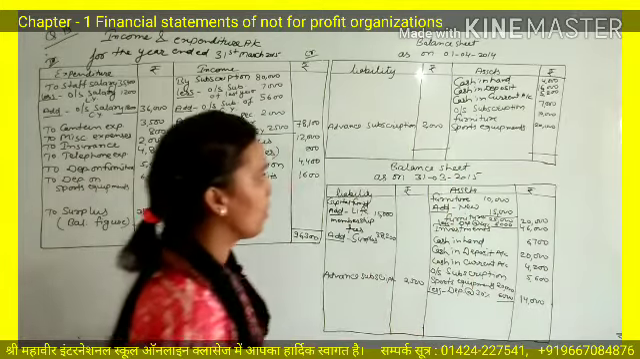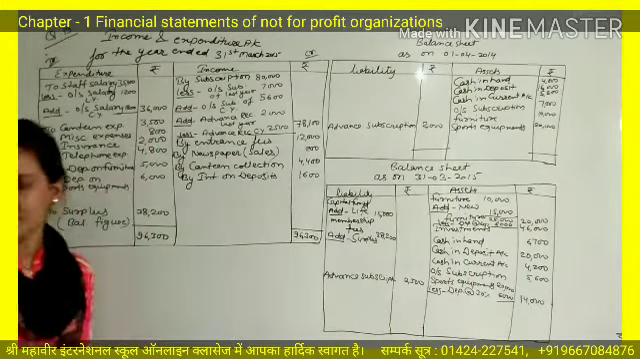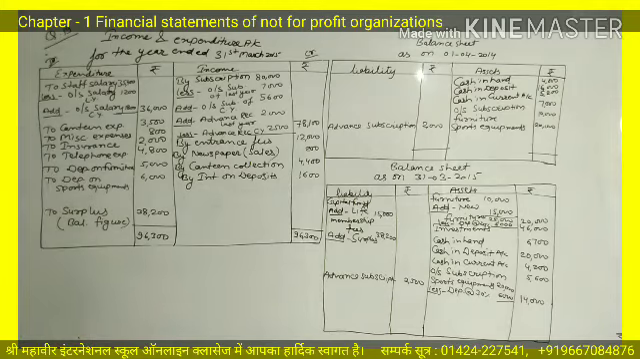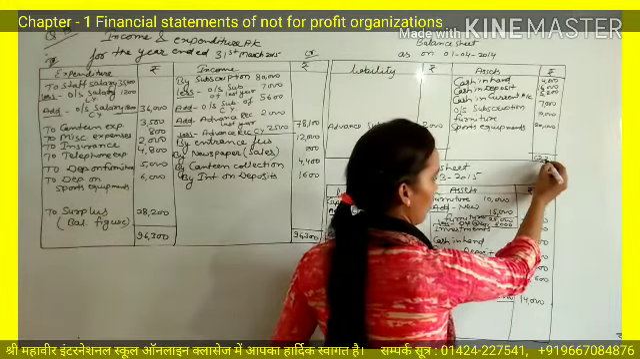So as you are able to see, the asset side will exceed your liability side. So the total of the asset side will be here 62,200.